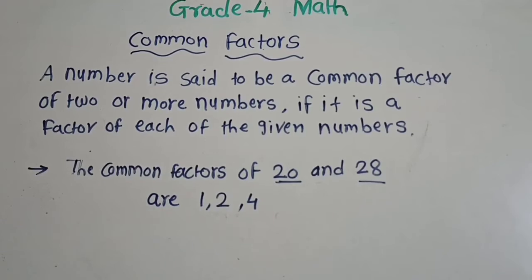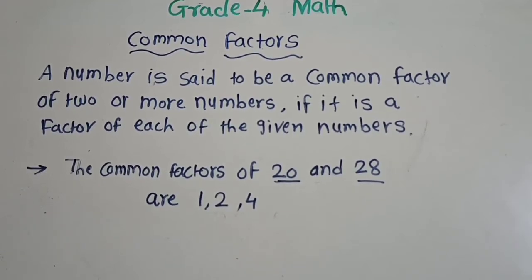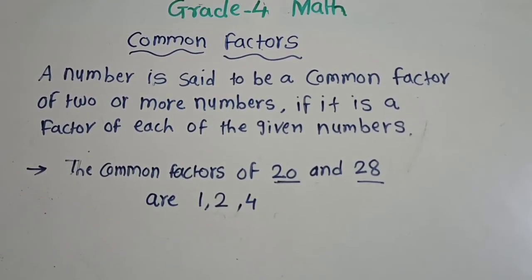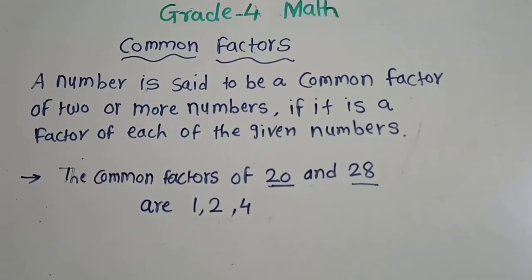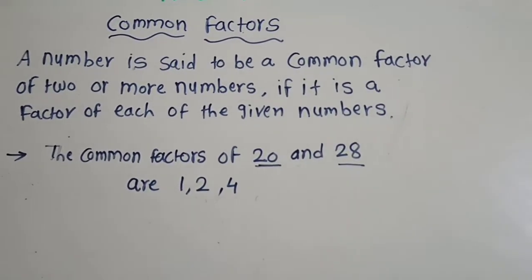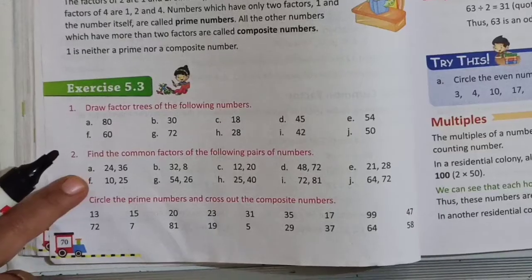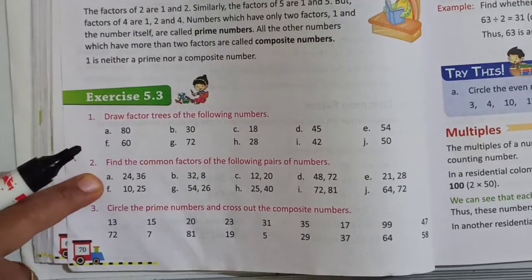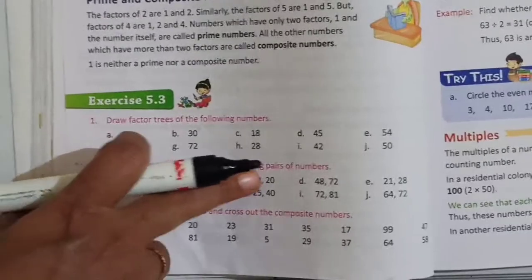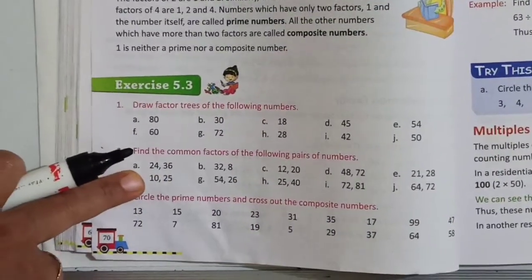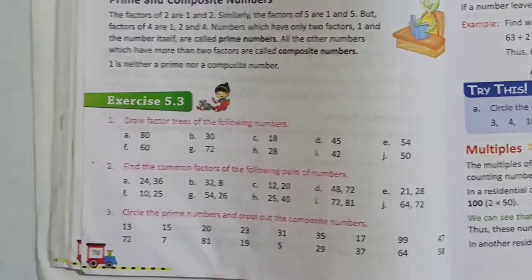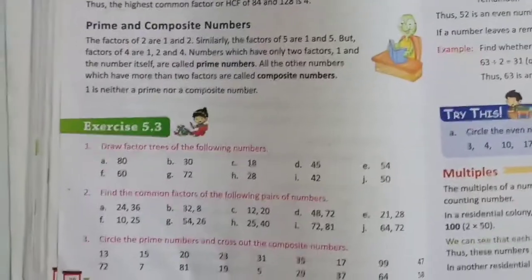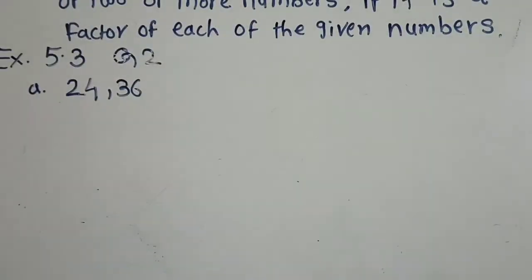Okay children? Now we will see exercise 5.3 question 2, and we have to find the common factors of the following pairs of numbers. Exercise 5.3 question 2. Okay. 24 and 36, as an example. Okay children.